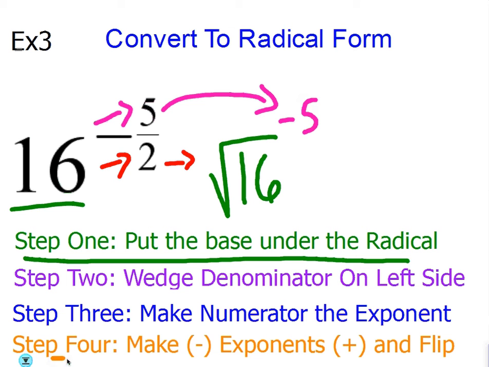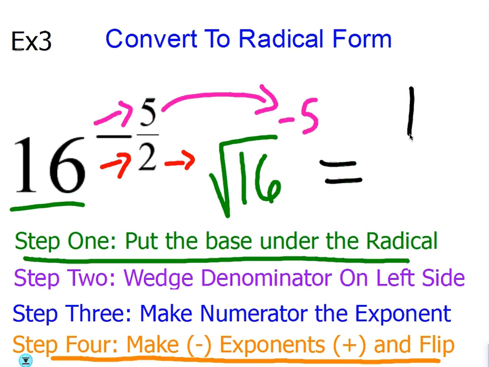Now step 4 comes into play. We need to make the negative exponent positive and flip it. Okay, so it's going to be put under 1, and we're still going to have the square root, and we're just going to make the 5 positive like this. So the way you would read that is 1 over the square root of 16 to the 5th power. So all that is a review of making negative exponents positive and flipping them.